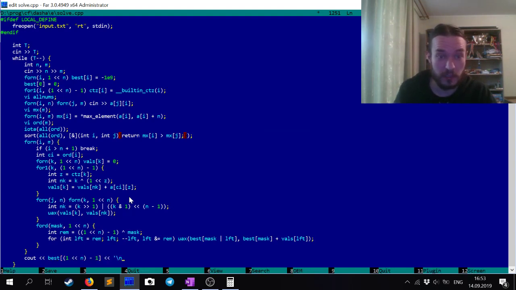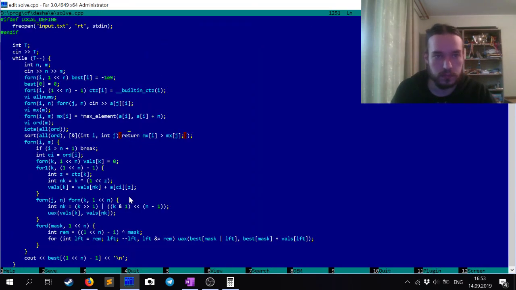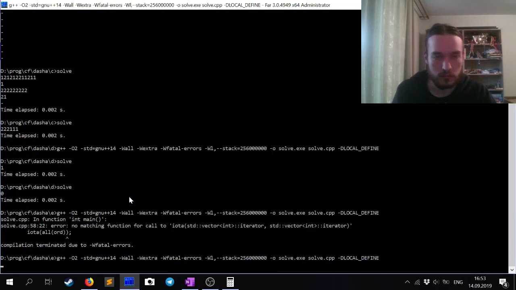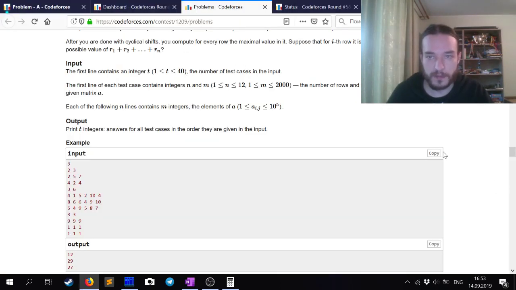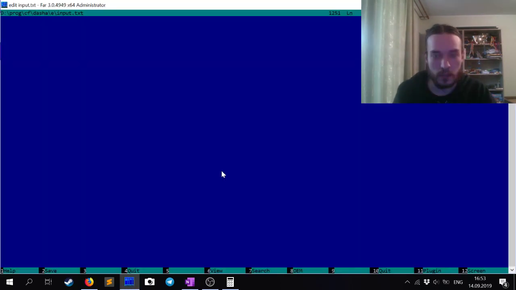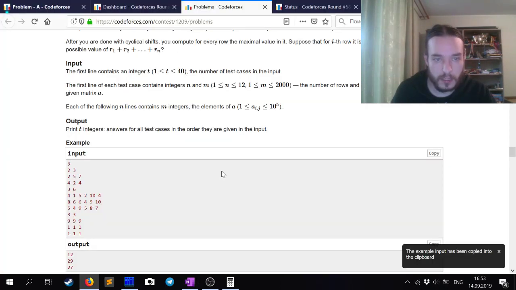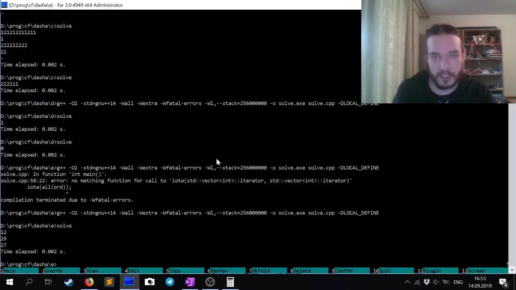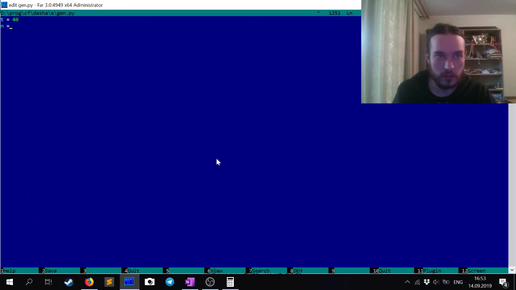So supposedly that's what we're doing. We still have to look at the performance of the thing. The answers are correct, which is good. So now let's generate some tests, which are just random.